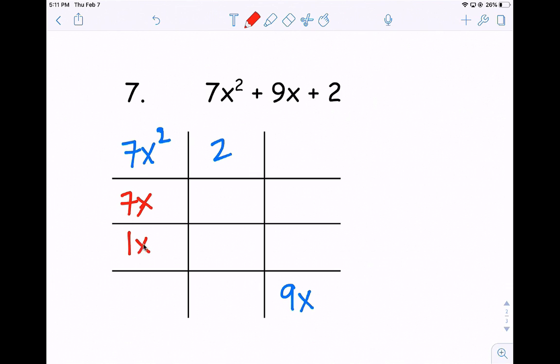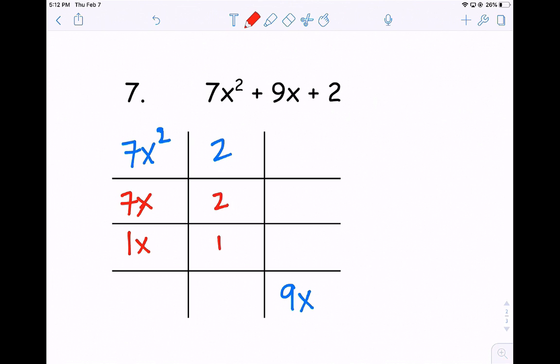And then 1x, normally we would just put x. So you can put the 1 if you want, not really necessary. 2 is also prime. We only have one option. The only way to get 2 is to multiply 1 times 2. But here is where you have a choice. You could put 2 in the top box, and then you would be multiplying it by 7, or you could put 2 in the middle box, and you'd be multiplying it by 1. So let's think about that.